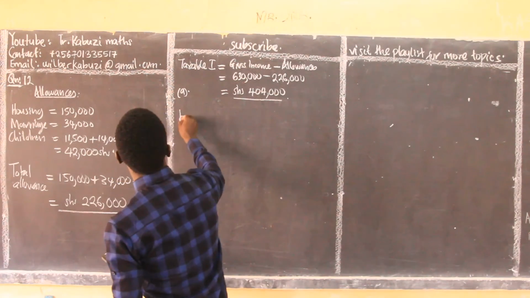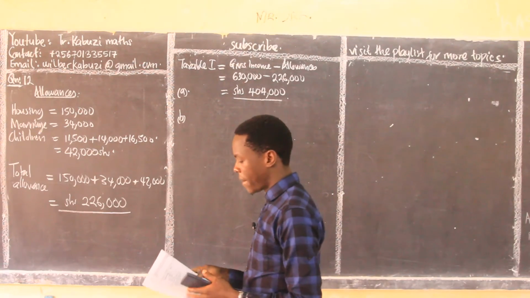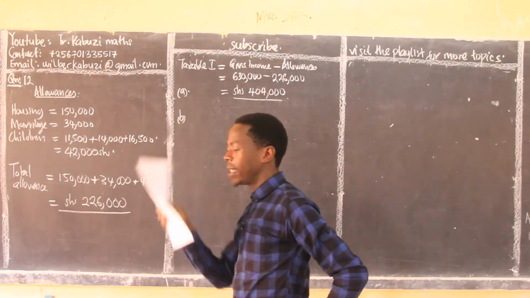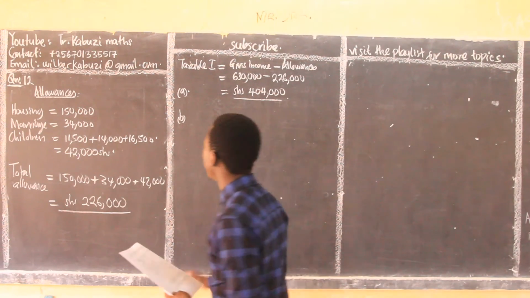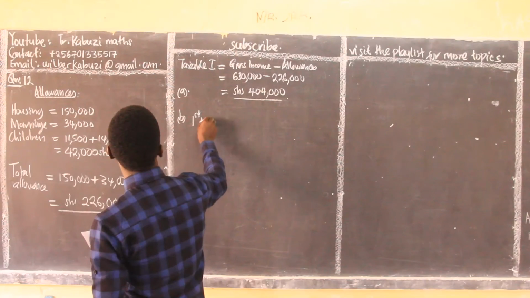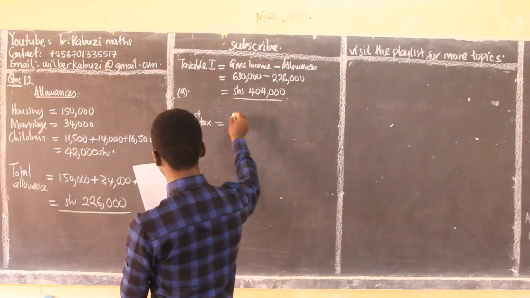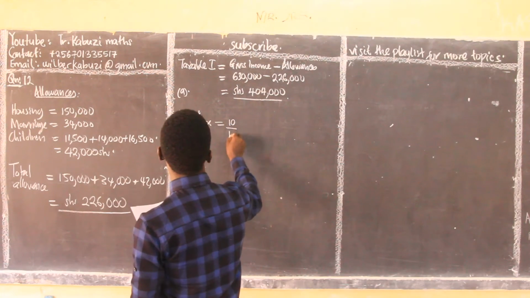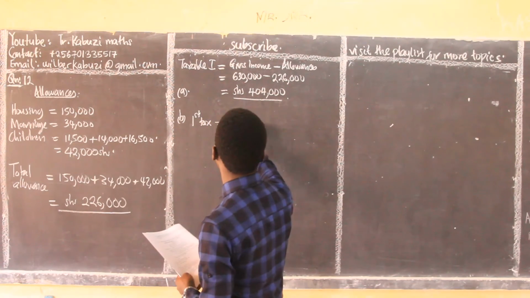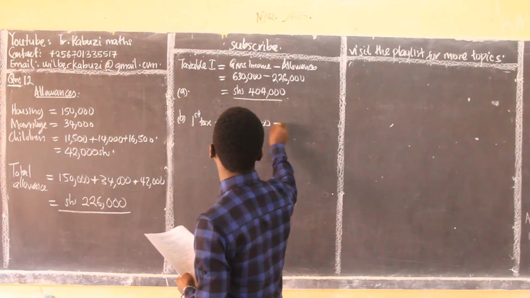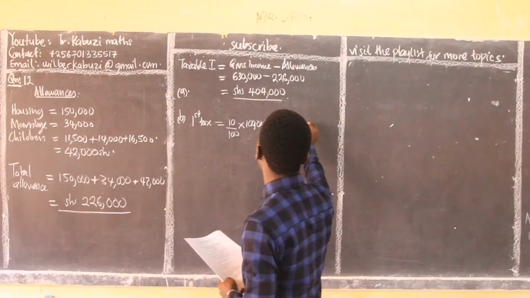Then part B, the income tax paid by Jane. Now the income tax paid by Jane will depend on the table given up there. They told us that the first tax is 10%, which is 10 over 100 times now for the first 100,000, and this was giving us, I think you see, we are just getting 10,000.